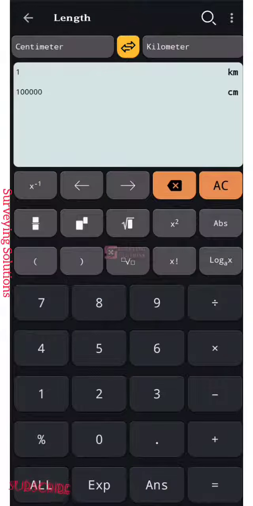You can actually reverse it by clicking on that toggle at the middle. So instead of having 1 kilometer, you can see 1 centimeter is actually equal to how many kilometers? So let's see how many centimeters will give us 1 kilometer. As you've seen now, we are having 100,000. So this is how you carry out your unit conversion.